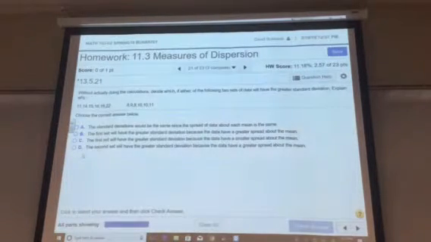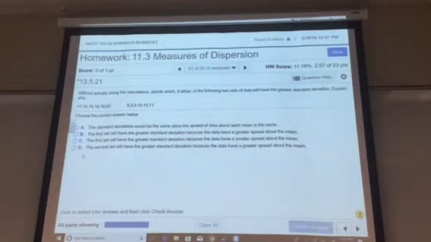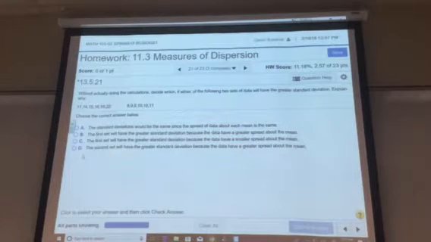Here's your comparative one. Look at the first data set. What's its range? 11. Look at the second data set. What's its range? What do you expect about a range of 11 compared to a range of 3 when you start thinking about standard deviation? Bigger range, bigger standard deviation. Smaller range, smaller standard deviation.